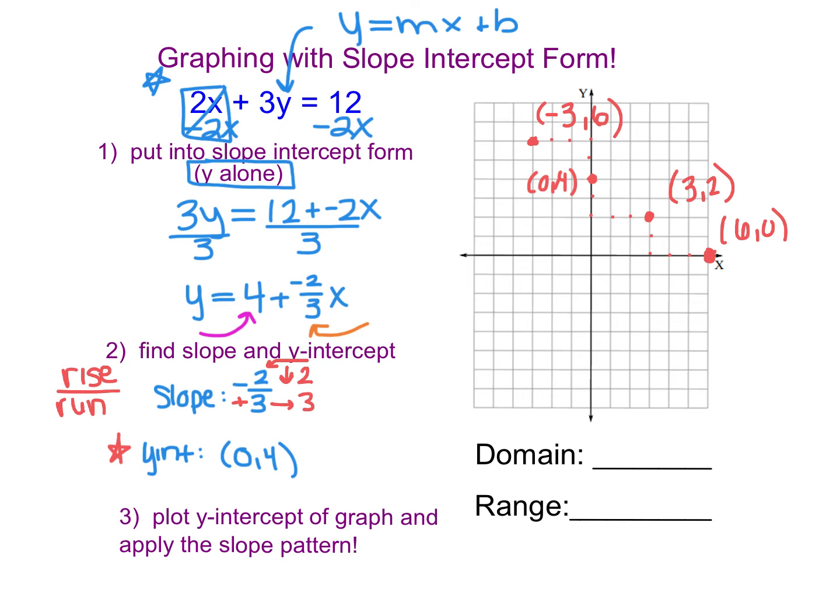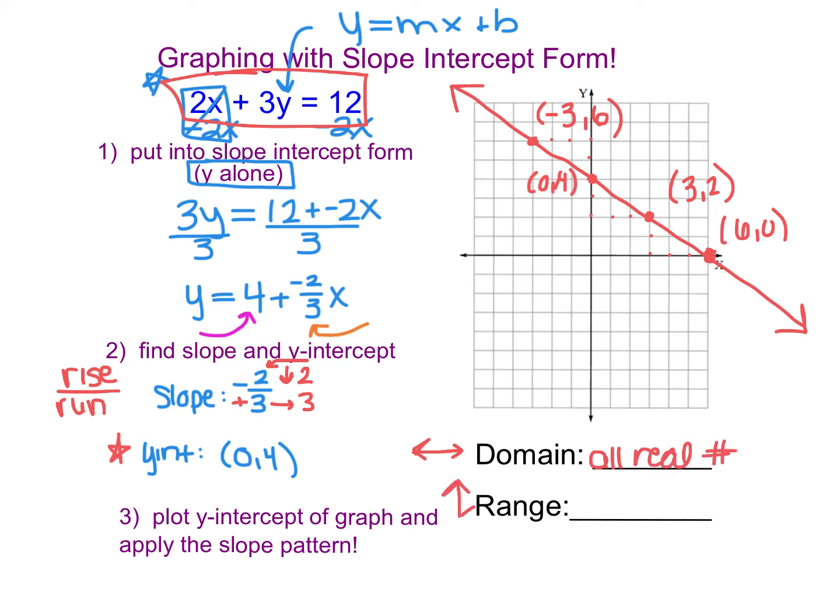Now from here, all I need to do is connect my points, and I can draw an accurate line. I'm going to connect them all, put an arrow on the end, go all the way through the coordinate plane. So now I have a nice accurate representation of my line. All of those points on that line are what make this equation true. Now the final thing I need to do is actually determine my domain and my range. Because my graph is going forever to the right and forever to the left, my domain is all real numbers, and my range is going forever up and forever down, so my range is also all real numbers.